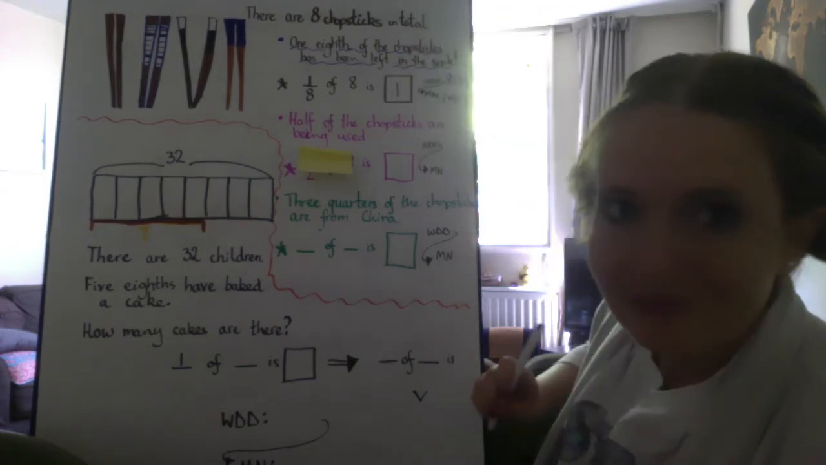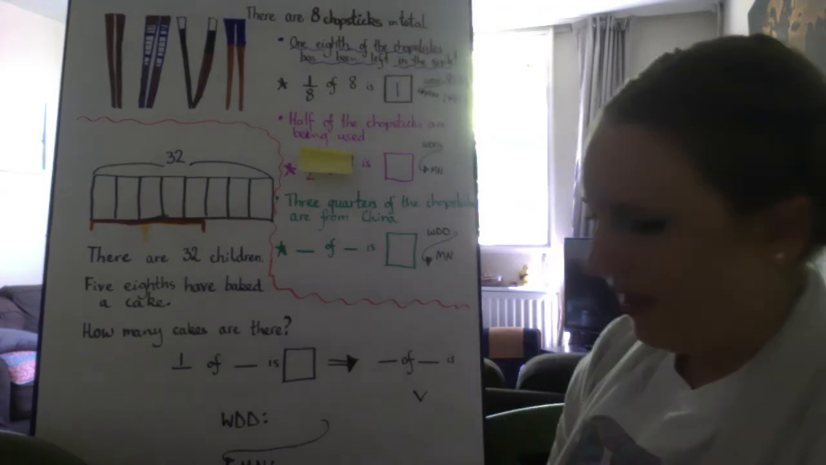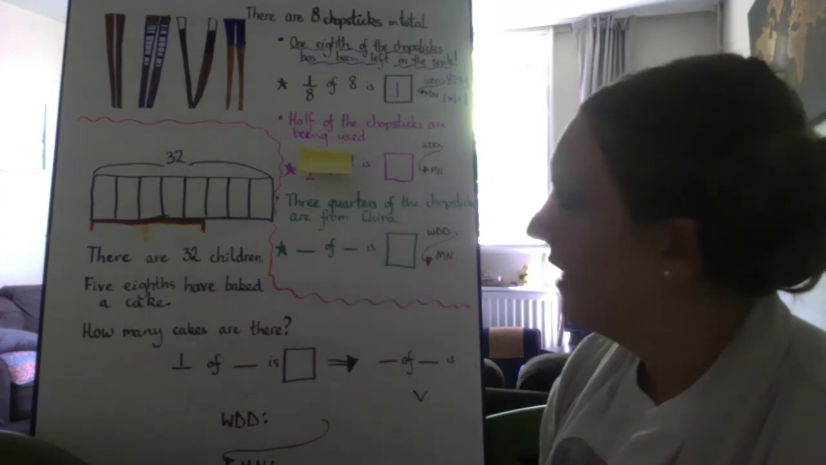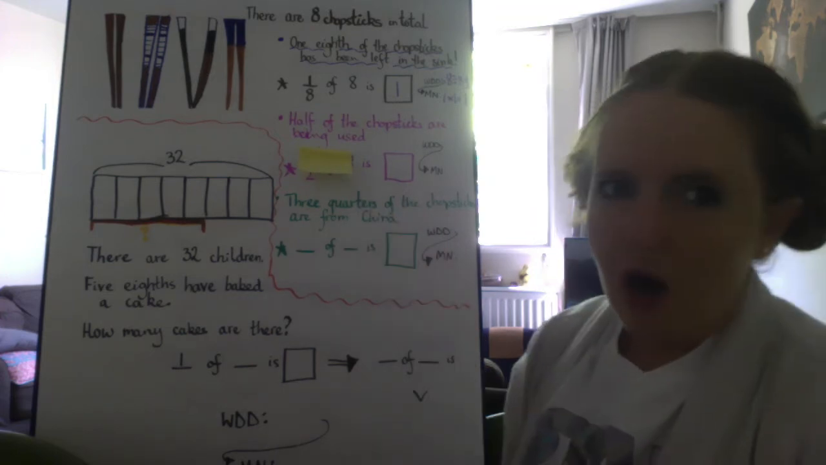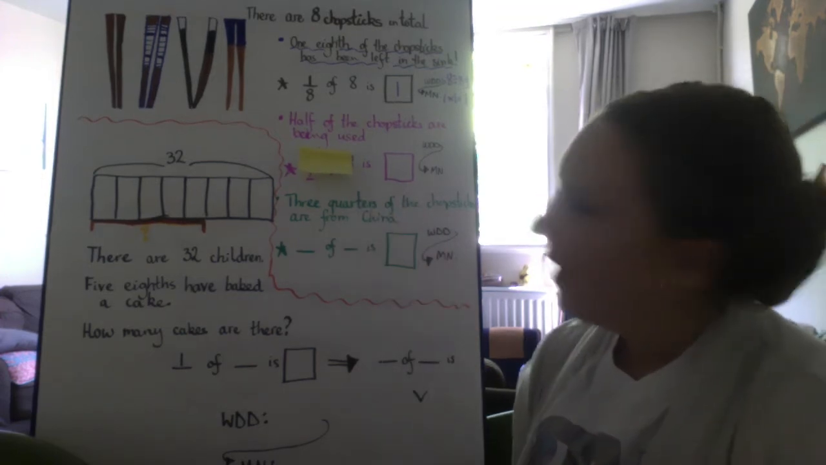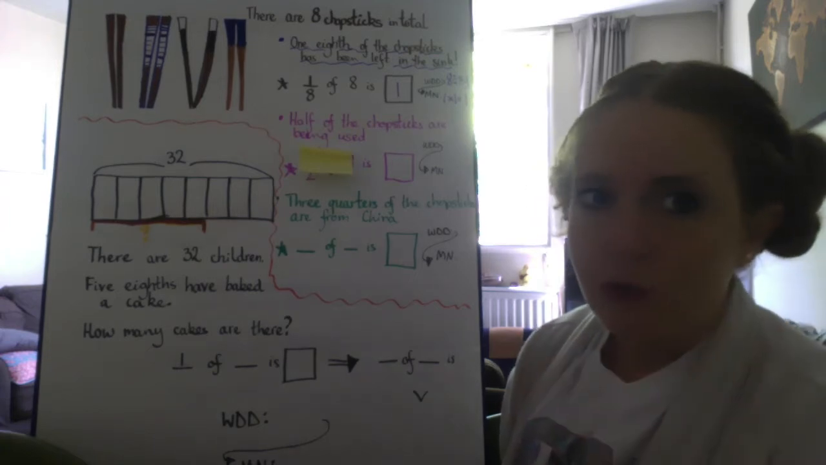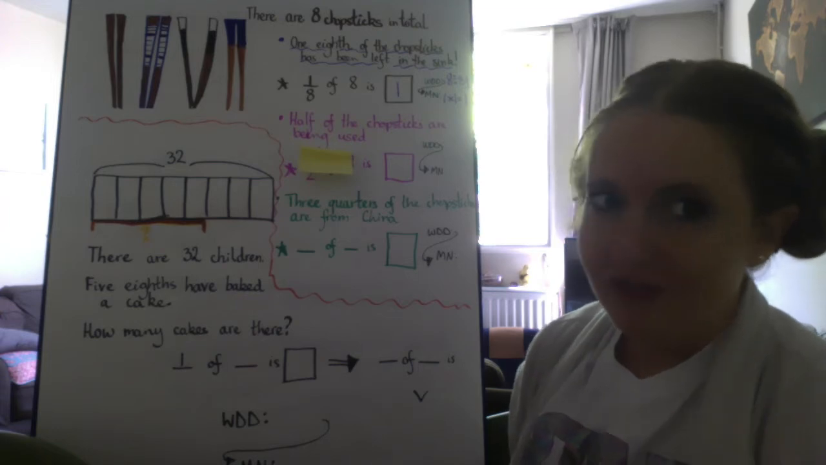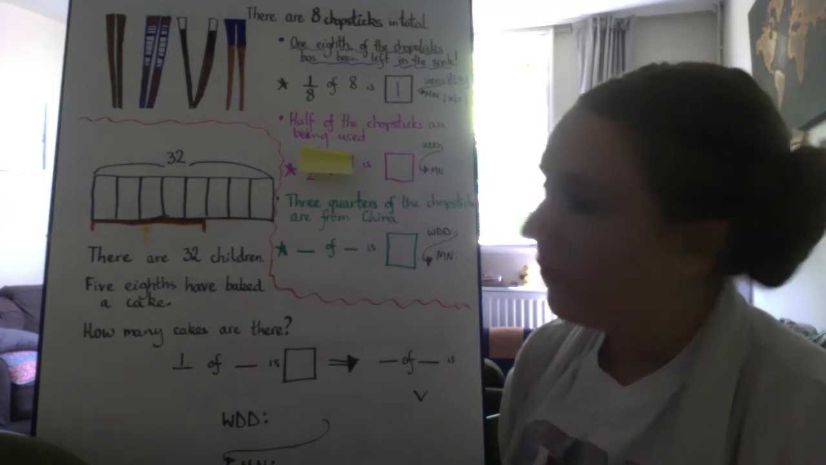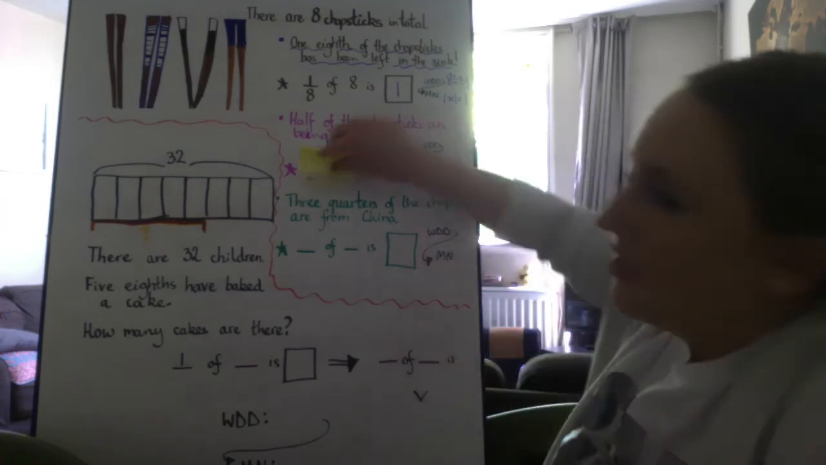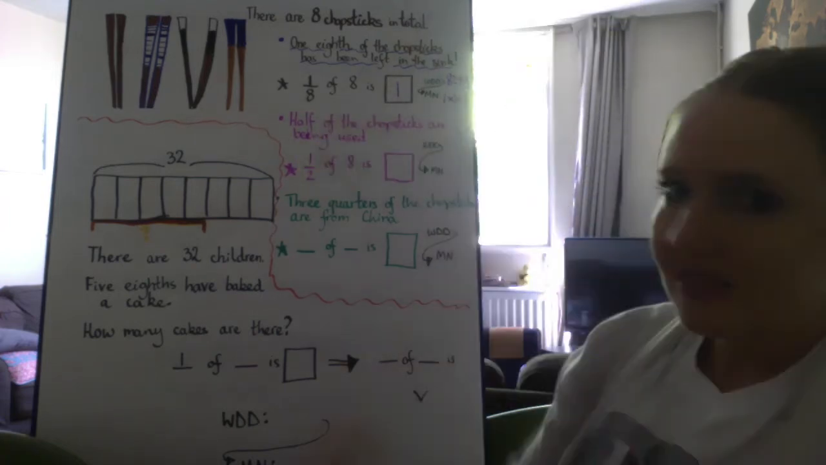Let's have a look at the next one. Half of the chopsticks are being used now. So half, what would that look like in fraction form? What would you put as your numerator? What would you put as your denominator? Hopefully you said you would put 1 as your numerator and 2 as your denominator. So it should look like this.